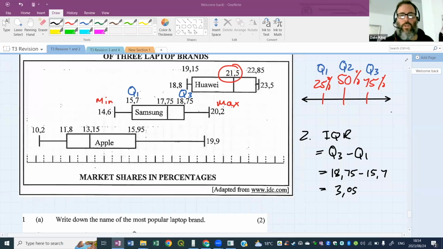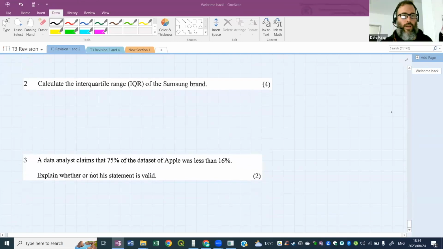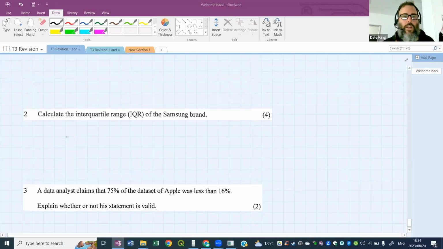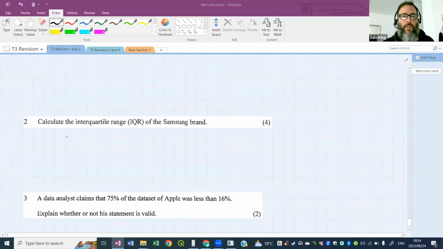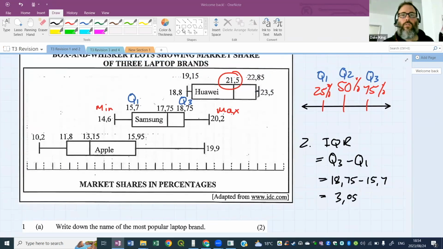All right, last question, folks. A data analyst claims, by the way, data analyst is a very popular job in the world today. So don't shoot that job down. It makes a lot of money. The data analyst claims that 75% of the data set of Apple was less than 16%. Explain whether the statement is valid or not. 75% of the data set of Apple is below 16%. True or false? Yes or no? Valid or not?